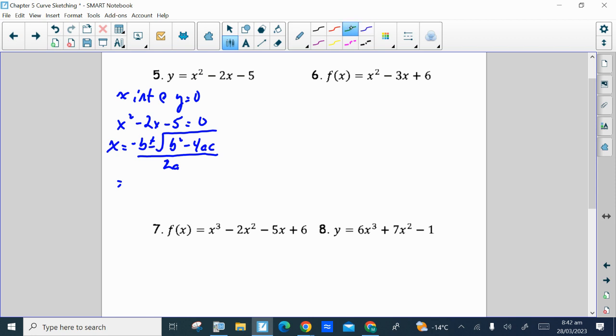So remember, your values of a, b, and c come from the coefficients. A is the coefficient in front of the x squared, b is the coefficient in front of the x, and c is the constant. So the value of b is -2, therefore negative b will be -2, which is +2, plus and minus the root of, again, all of b, the -2 is all squared, minus 4 times a, which is 1, times c, which is -5, all over 2a, 2 times 1.